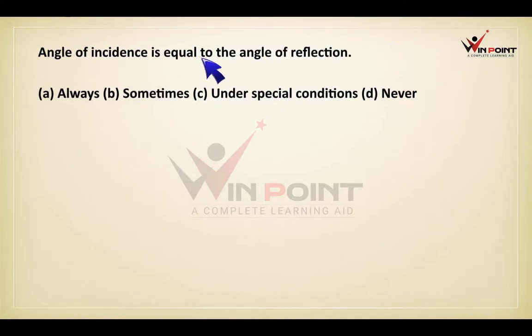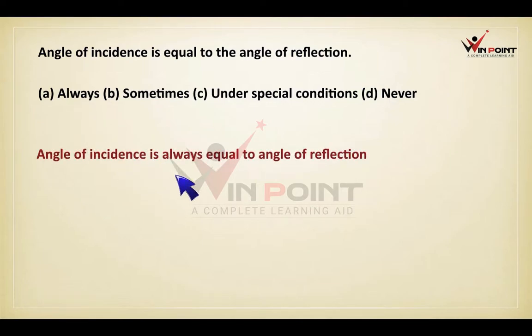Angle of incidence is equal to the angle of reflection. Always, sometimes, under special condition, never. Which one is right? Always. According to the first law of reflection, angle of incidence is always equal to angle of reflection. Answer is always.